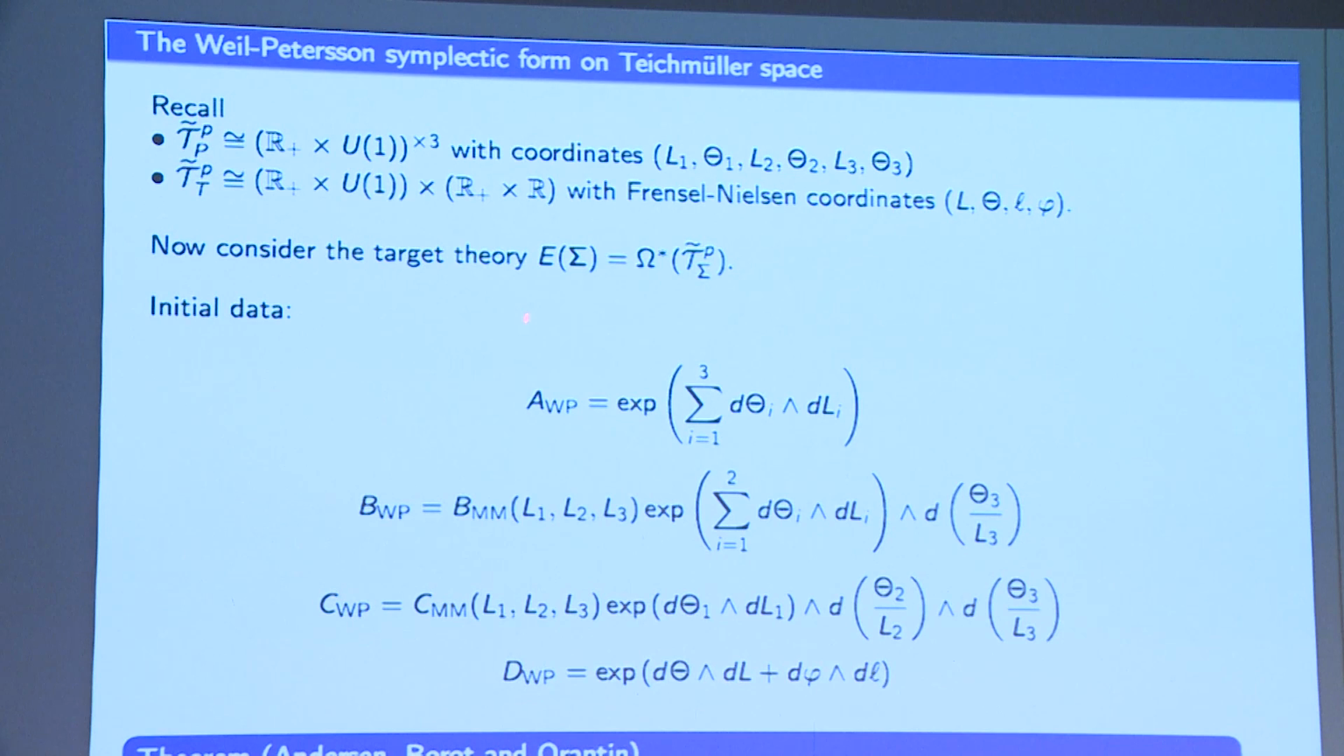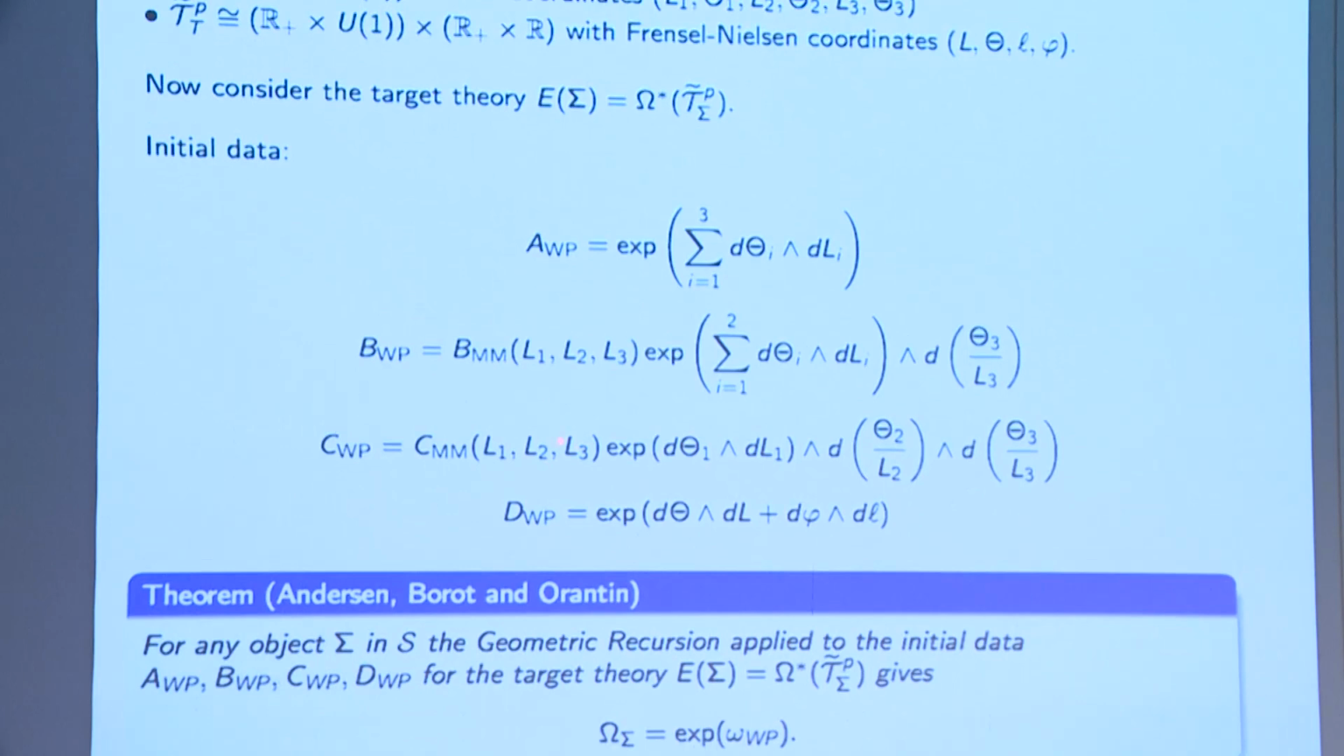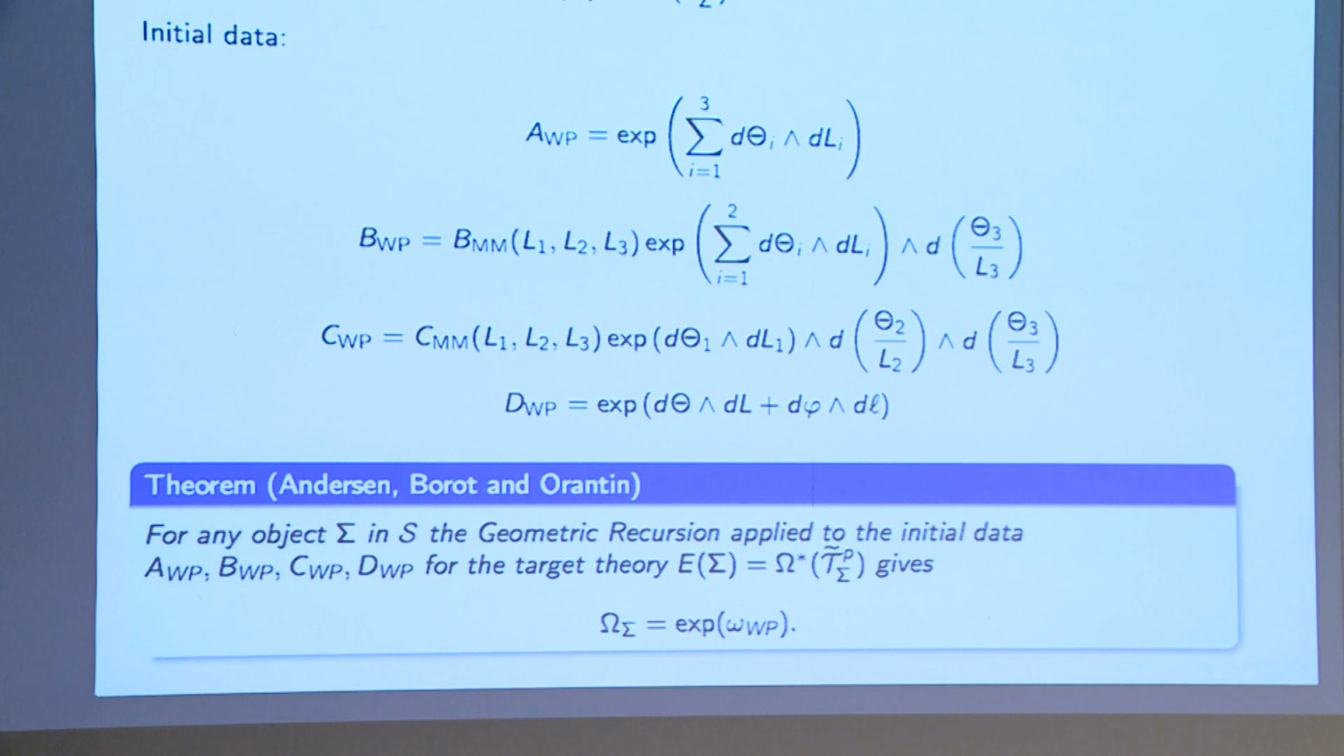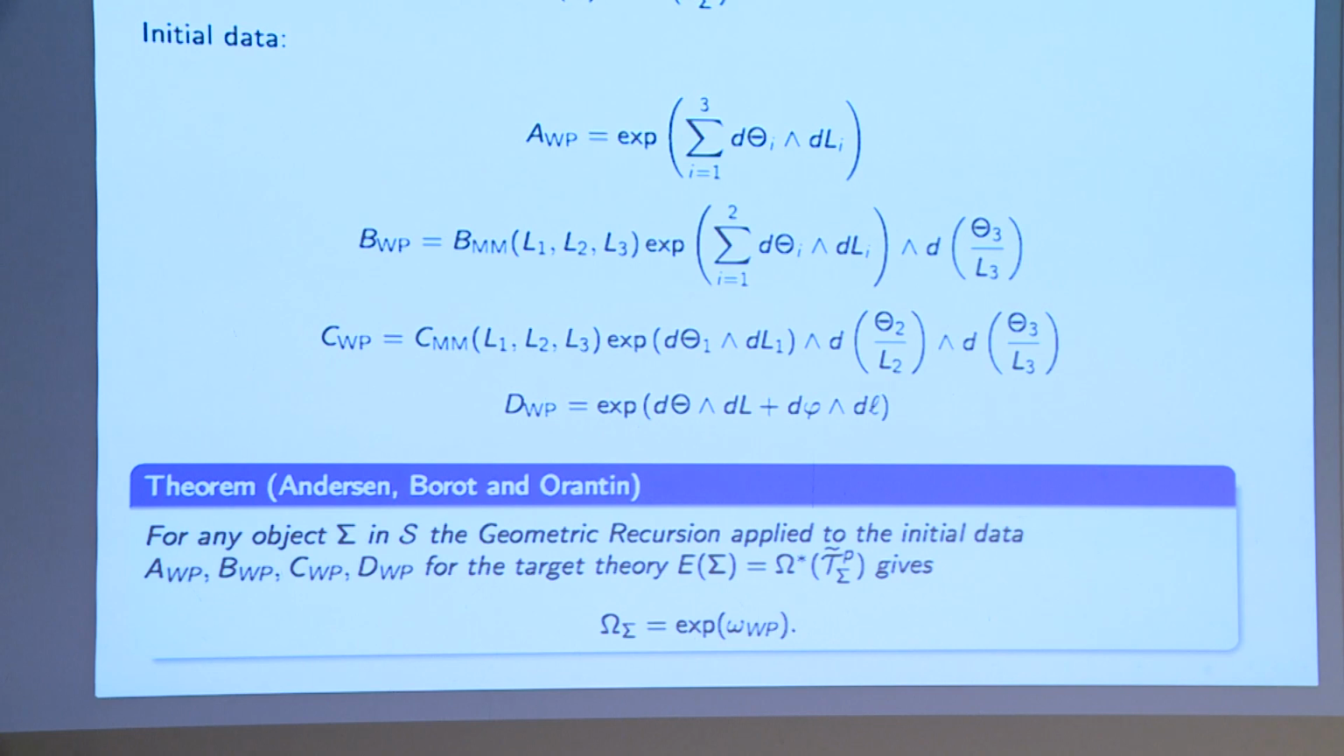And now I take the target theory, just all forms on Teichmüller space, and I take A to be the exponentiation of this form here. So what I would like to call the Weil-Petersson symplectic form for this Teichmüller space. And B, you just multiply Mirzakhani initial data onto this guy here. And C, you just multiply Mirzakhani initial data onto this guy here. D, you take exp of the Weil-Petersson symplectic form. And then the theorem says that when you run the recursion for these guys here, you get indeed the exponential of the Weil-Petersson symplectic form on all surfaces. So that's an example where you're using forms and not just continuous functions.